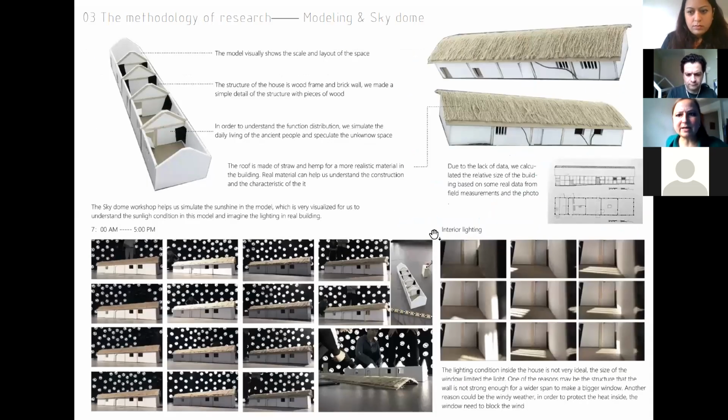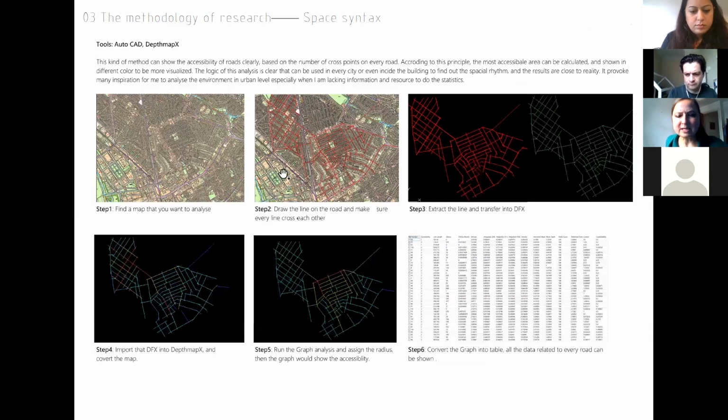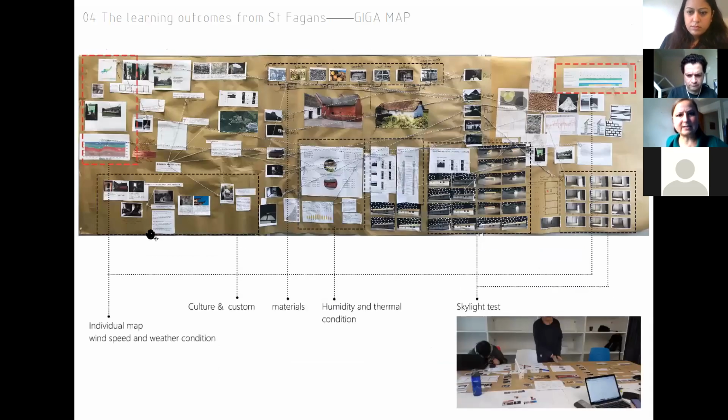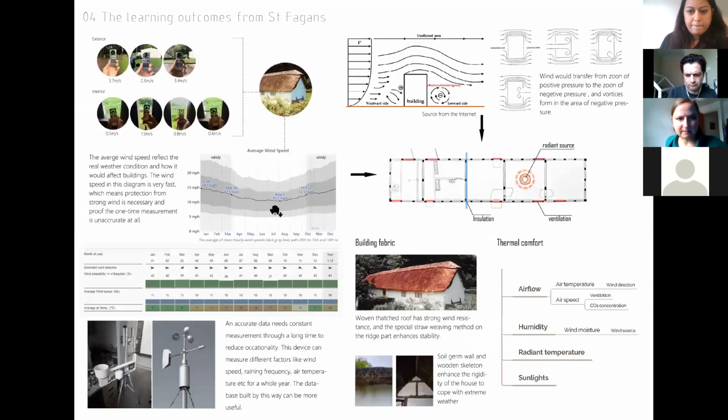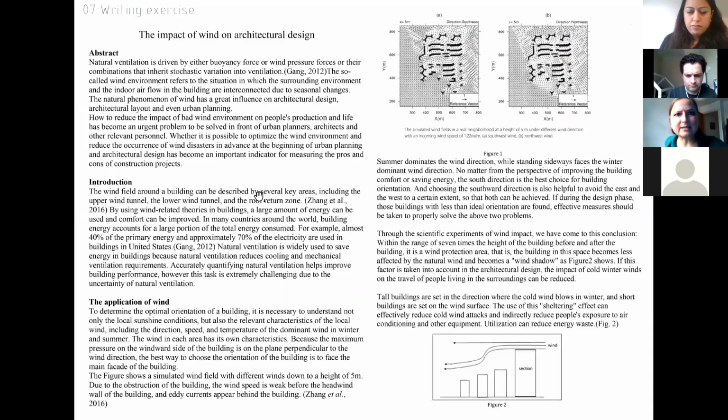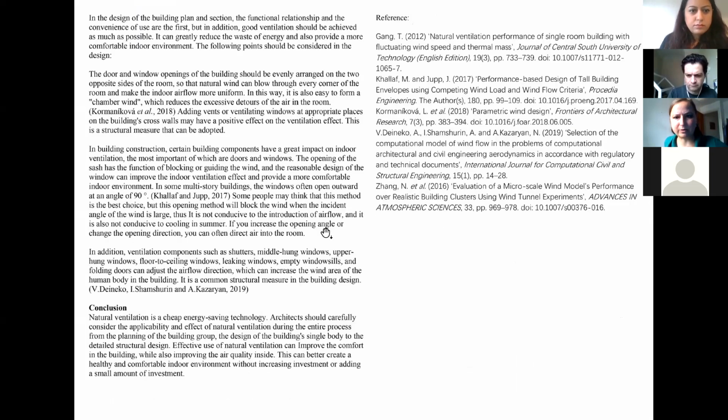And here again, the model making, where the students analyzed light and space syntax, and then the writing exercise. All students were asked to draw a graphical abstract for their writing exercise, to learn how to structure their writing. This is the explanation of the gigamap, the different relations, and this is the explanation of his responsibility within the team. And this is his writing exercise, where in this case he was reflecting on the wind flow, learning more about the field. But this time you will be reflecting on the methodology of analyzing precedents and relating it to the design research.